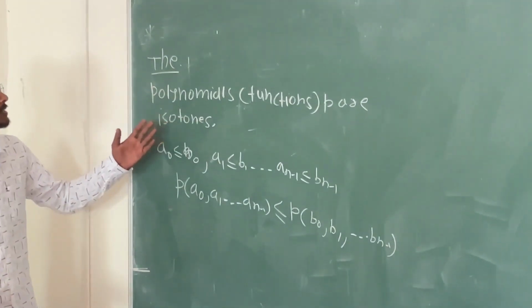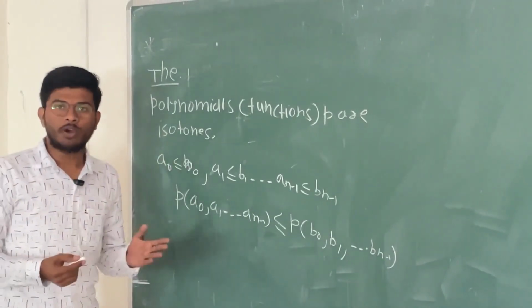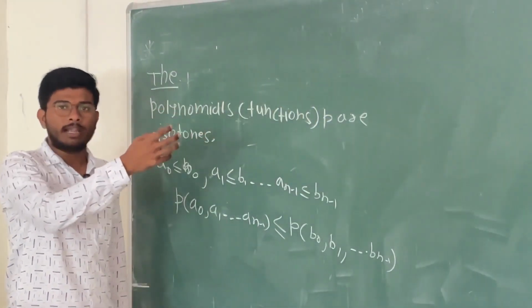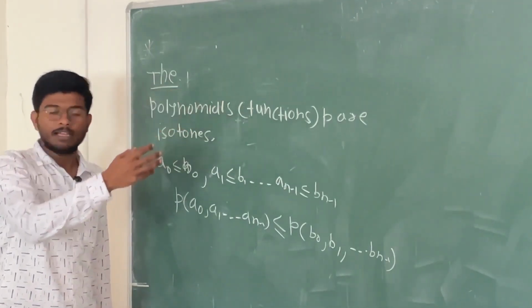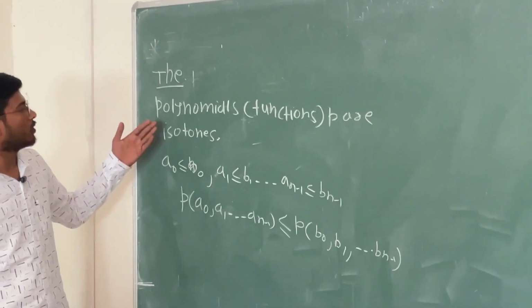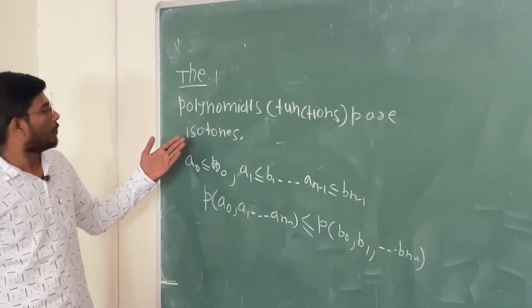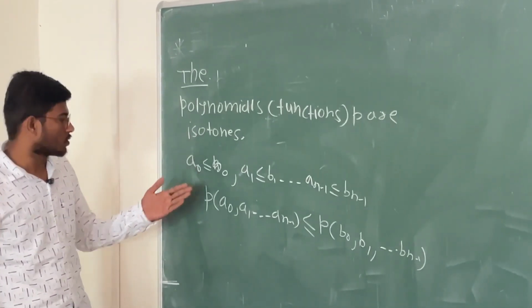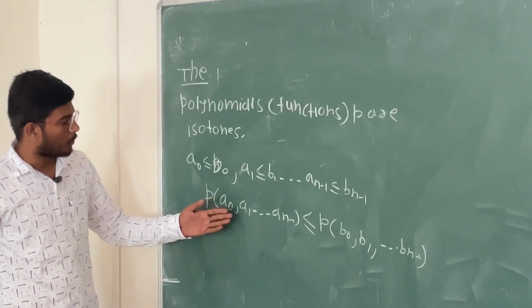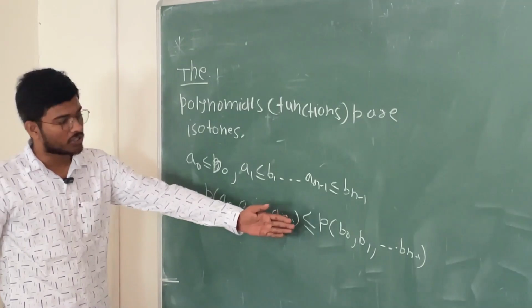So polynomial functions are isotones. You know that isotones means that if a is less than or equal to b, and under the mapping phi, then phi of a is less than or equal to phi of b. So here we have proved that polynomials in the lattices are isotones. So the polynomial evaluated at these points is less than or equal to this.